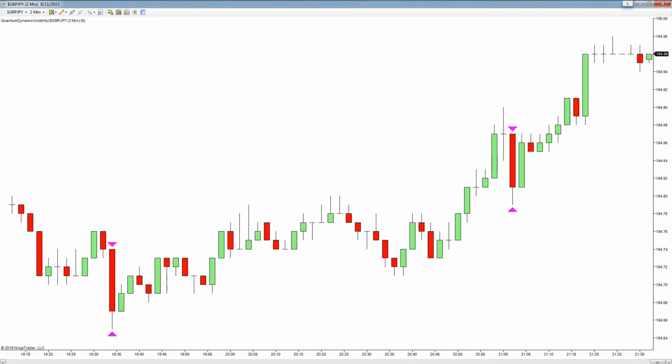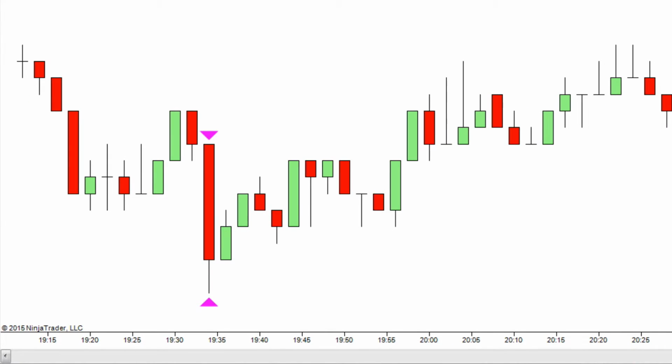And here we are on a 2-minute chart for the pound yen in the spot forex market. And we've got two examples on the chart for the dynamic volatility indicator. The first over to the left and the second over to the right. If we take the one on the left first, you can see there the indicator has triggered.